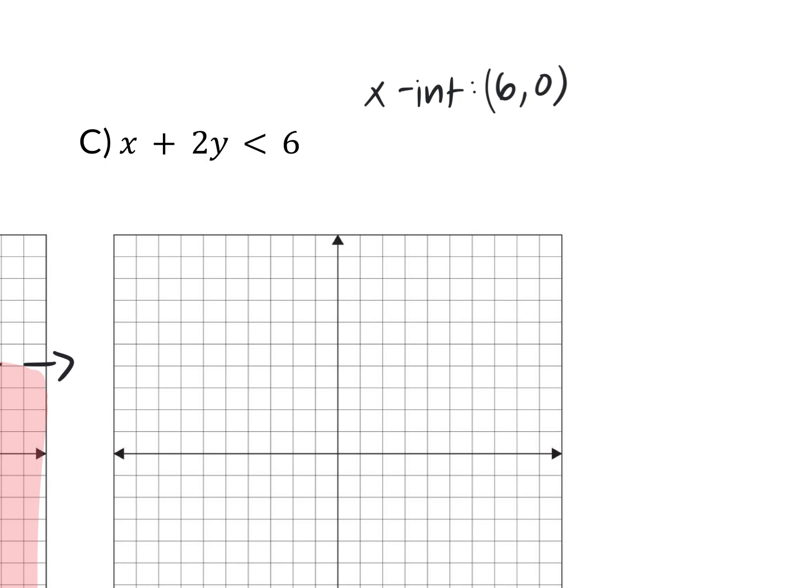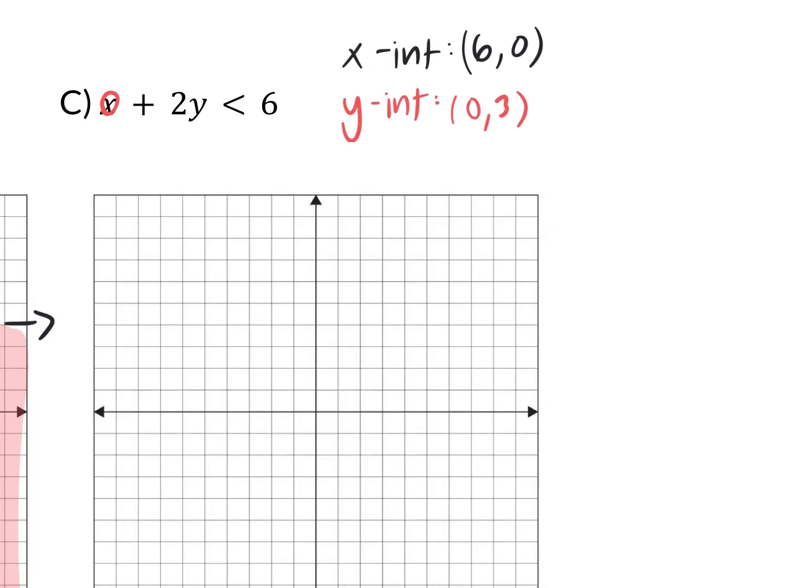Okay, now if I instead want to find the y-intercept, if I plug in 0 for x, I have 2y equals 6, so y is going to be 3. So I've got 0, comma 3. Okay, so I can plot these points on the graph, 0, comma 3, and 6, comma 0.